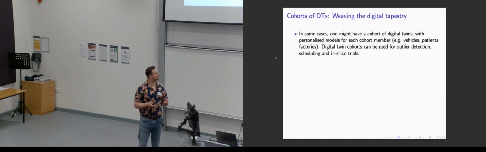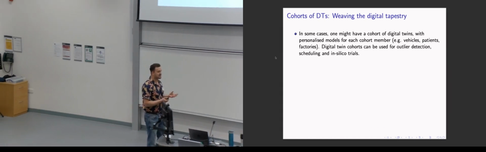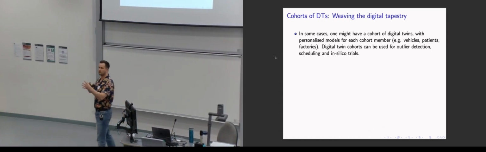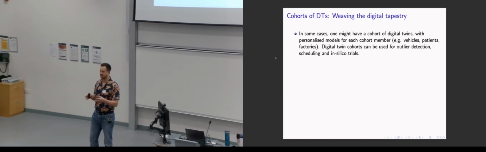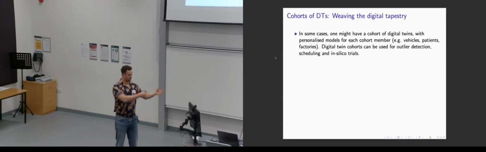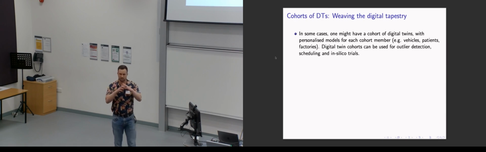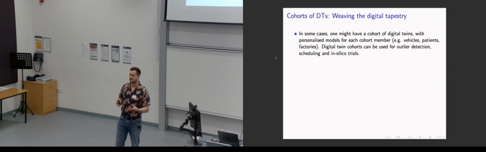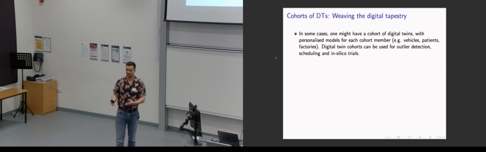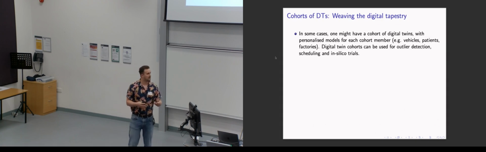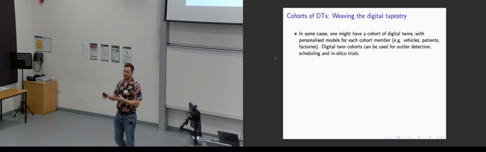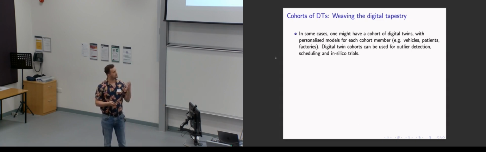So here we come to this notion of weaving the digital tapestry. In some cases, you might have a cohort of digital twins, so loads of models of objects that are relatively similar. Lots of planes, lots of buildings, lots of hearts. And you might want to use all the knowledge you get from these simultaneously. So outlier detection. Have you got a patient who's ill? Have you got a car that's going to break down? Have you got a building that's actually performing way better in terms of energy consumption? Can you learn something from that? And so you might be using it for that.